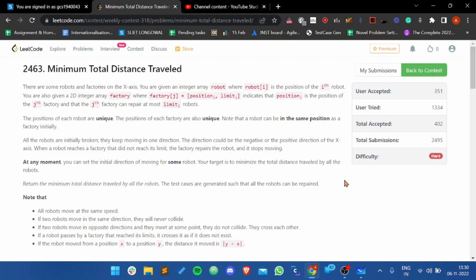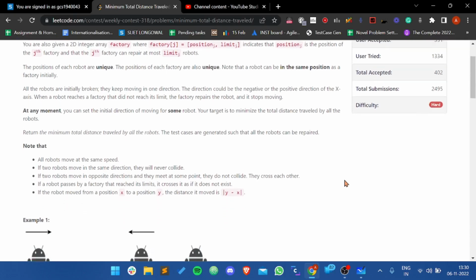Okay, so there are some robots and factories on the x-axis, and we are given the positions of all robots in an integer array robot, and we are also given a 2D integer array factory in which factory[j] is equal to position j and limit j, which means that factory[j][0] is the position of the jth factory and factory[j][1] is the limit of the jth factory. Now the positions of all robots are unique, the positions of all factories are unique, but the position of a robot and a factory may coincide.